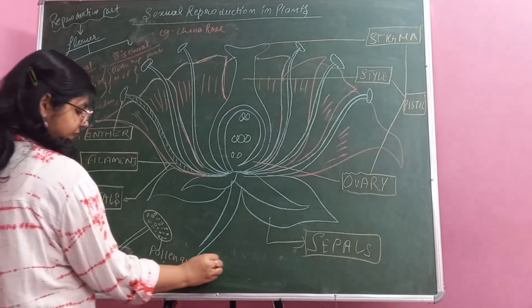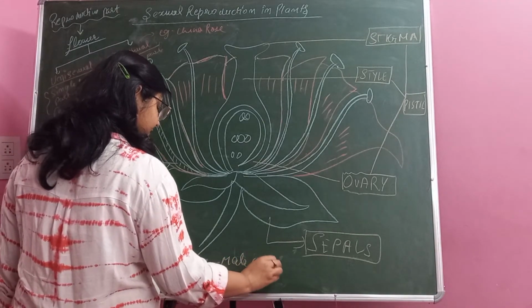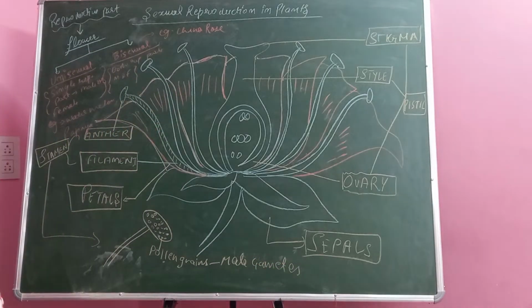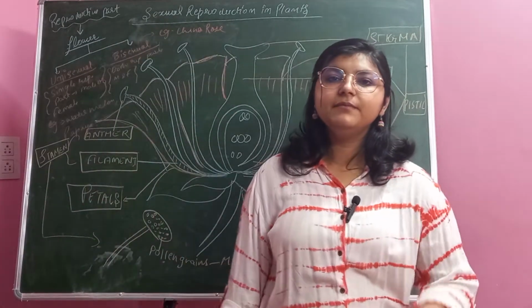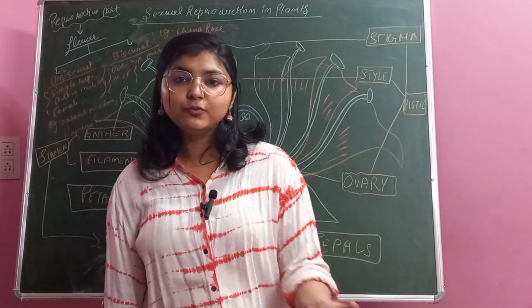And these pollen grains are what? Male gametes of the plants. Very important it is. Very, very important. Sometimes it is asked in exam to write the male and female gametes of plants and humans.